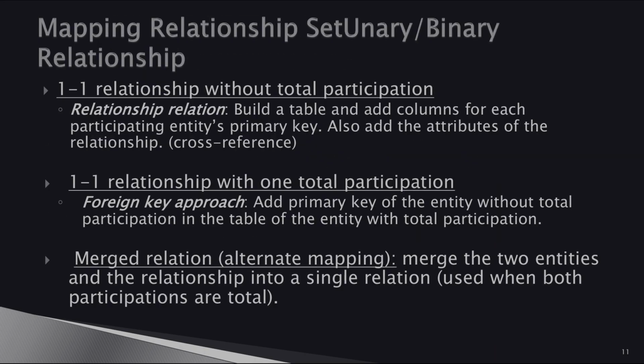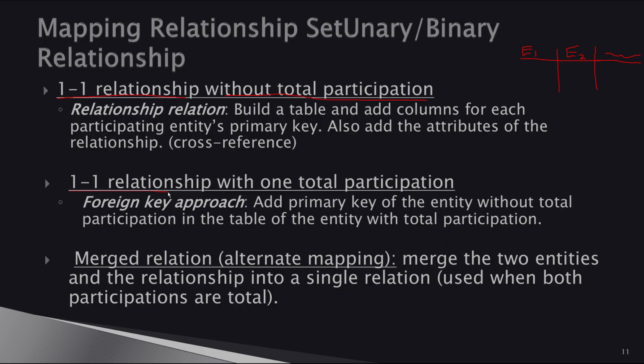Moving on to the relations. So you have one-to-one relations, and the first type is going to be the one-to-one relations without any total participation. In this case, you're going to make a table, okay? An additional table for that relation. It's going to have as columns the primary key of the first entity and the primary key of the second entity. And if the relationship has its own attributes, then you might add a third or fourth column for any of those attributes, okay?